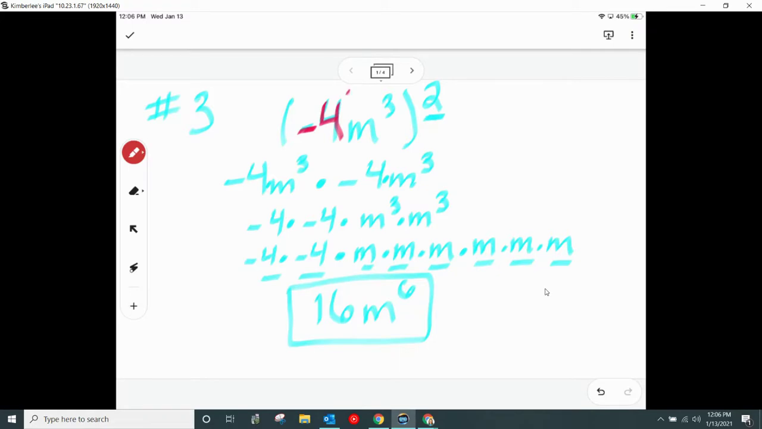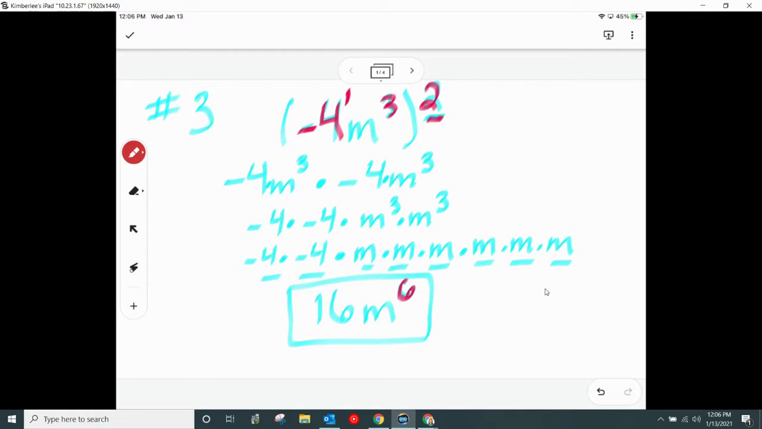So anytime there's no power written, we know that it's 1, because -4 to the 1 is just -4. So if I'm looking and I say, well, okay, outside there's a power of 2 and there's a power of 3 here, and I can see that the final power on my m ended up being a 6. Well, that's the same thing as 2 times 3. So anytime you have a power outside of parentheses with powers inside, you can multiply those powers.